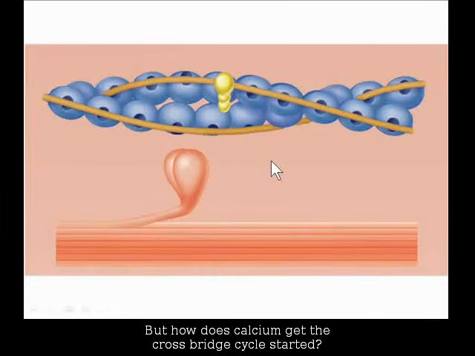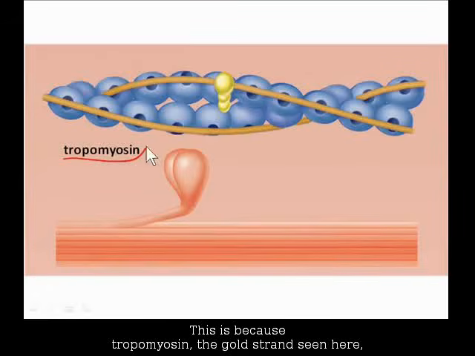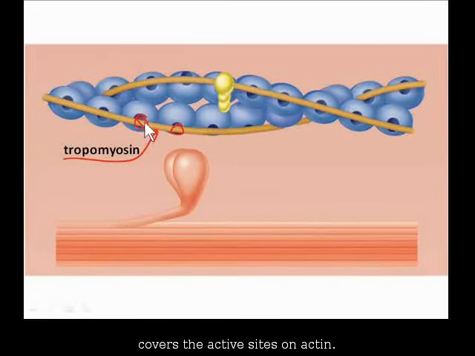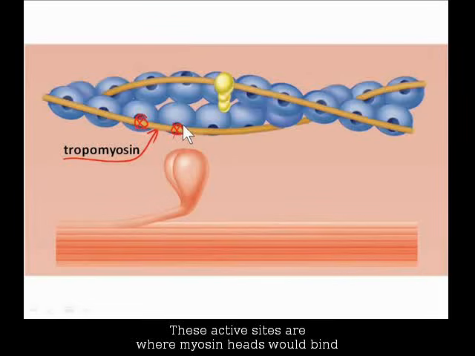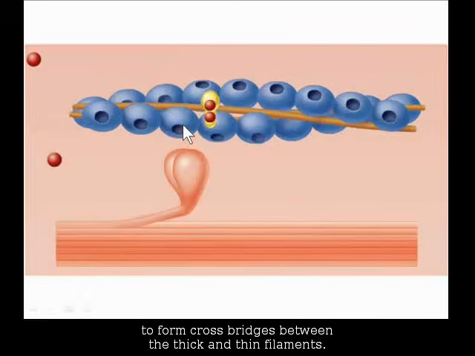But how does calcium get the cross-bridge cycle started? Well, at rest, when calcium concentration is low, cross bridges cannot form. This is because tropomyosin, the gold strand seen here, covers the active sites on actin. These active sites are where myosin heads would bind to form cross bridges between the thick and thin filaments.